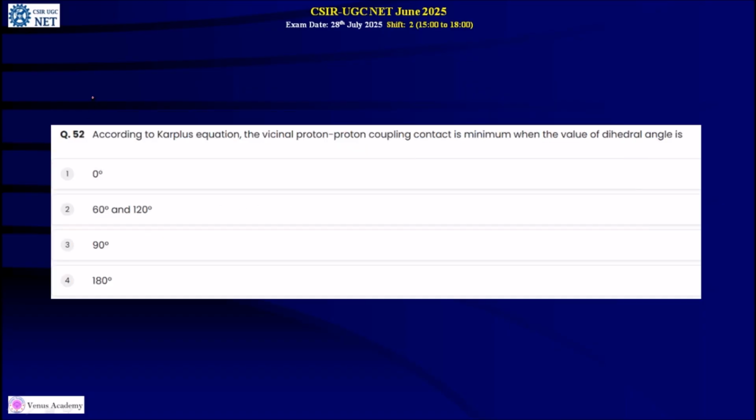Next, question number 52. According to the Karplus equation, the vicinal proton-proton coupling constant is minimum when the value of the dihedral angle is, yes, 3, that is 90 degrees. So when the dihedral angle is 90, it is going to be minimum, right? So option number 3 is the correct option, students.